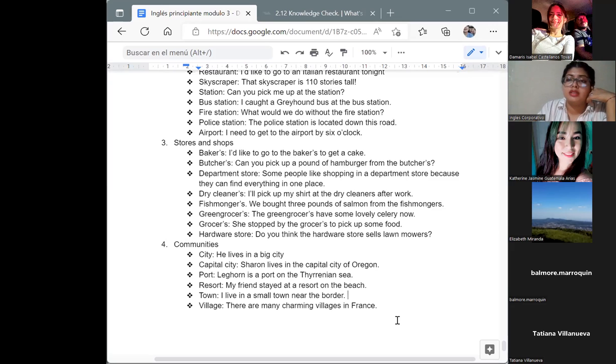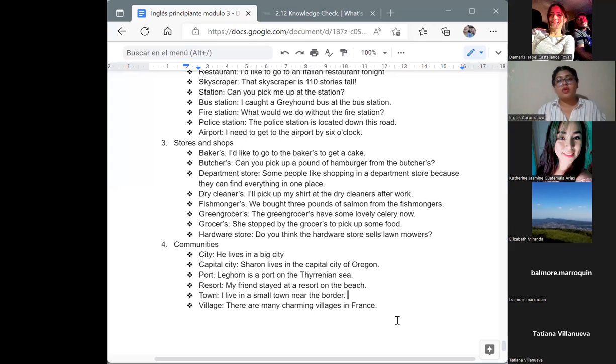Residential area, que es el área residencial. Rural area, que es el área rural. Urban area, que es el área urbana. Center, que es como el centro de la ciudad. City center, en este caso sí es el centro, exactamente el punto central de la ciudad. District, es un distrito. Exactamente. Region, es una región. Y suburb es un suburbio.